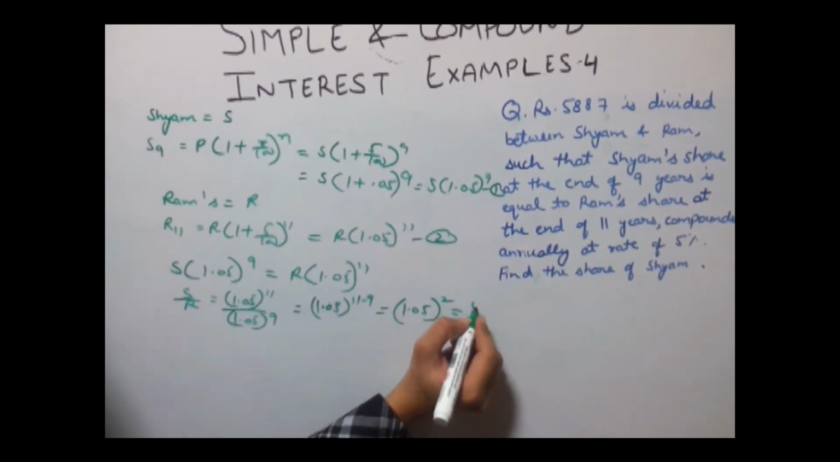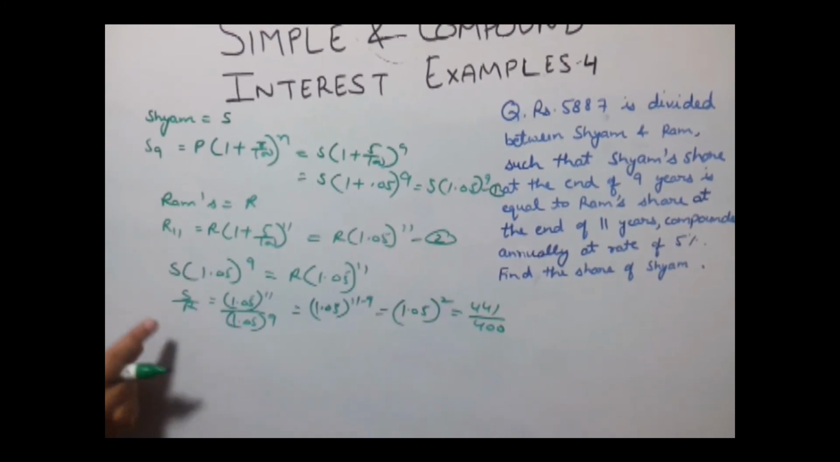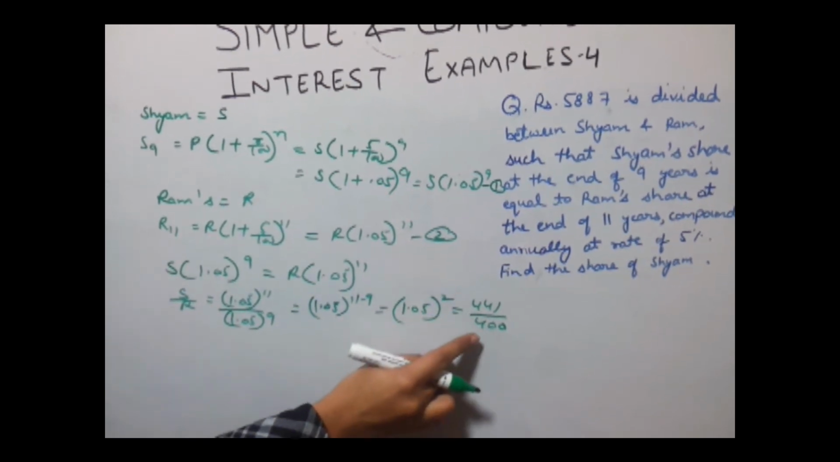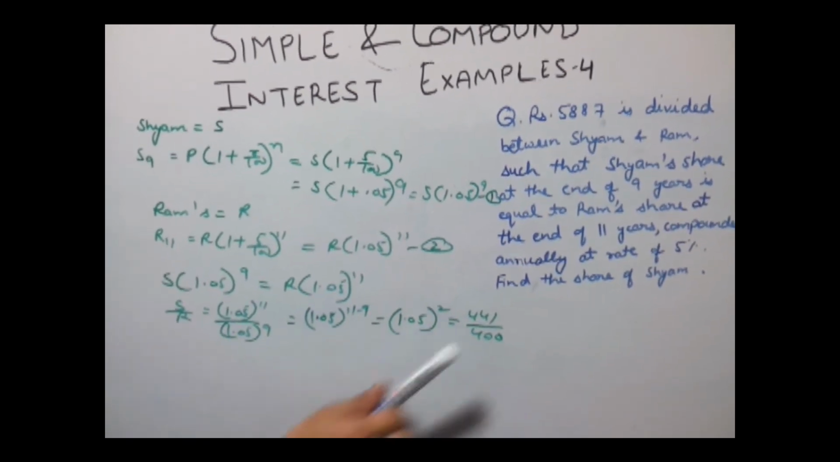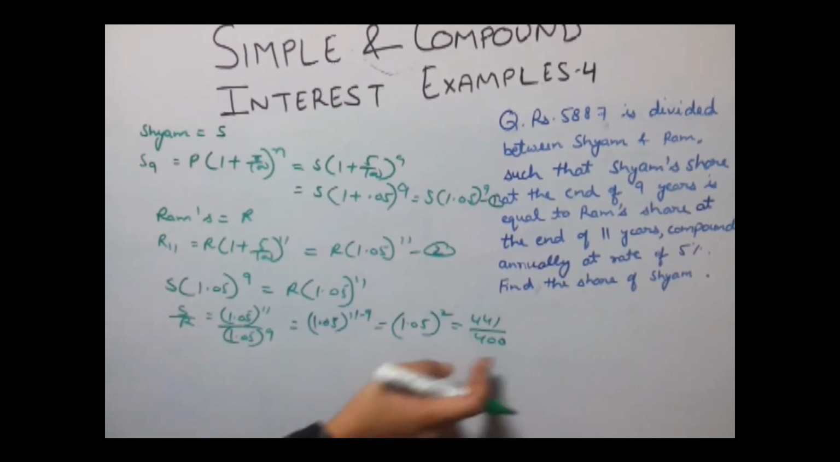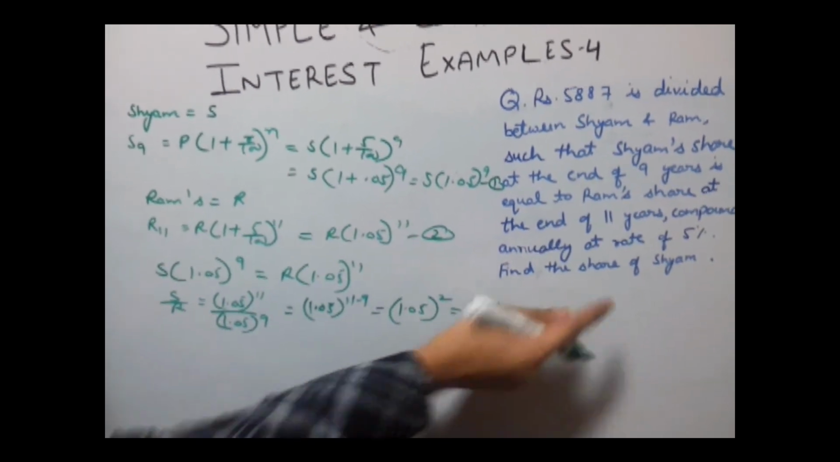After solving this, we'll get 441 upon 400. So the ratio of Shyam's share and Ram's share is 441 divided by 400. But we need to find out the share of Shyam. So using our concept of ratio and proportion, we will find out Shyam's share.